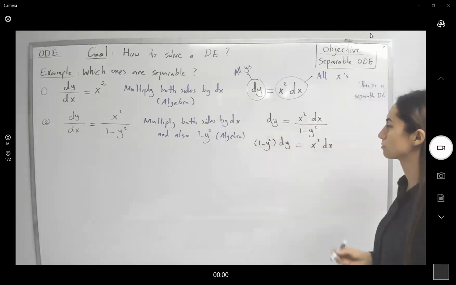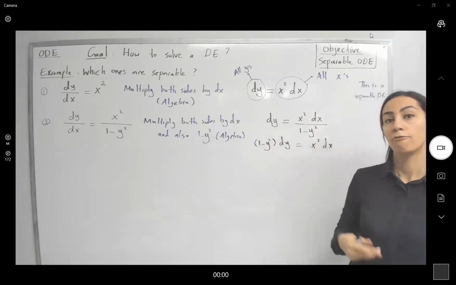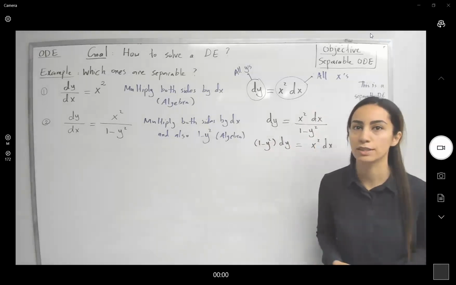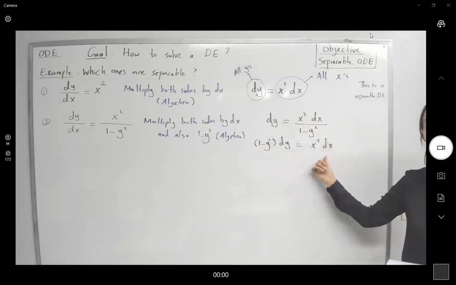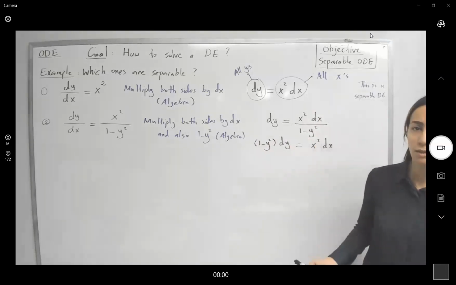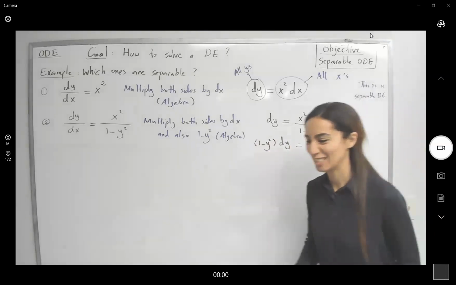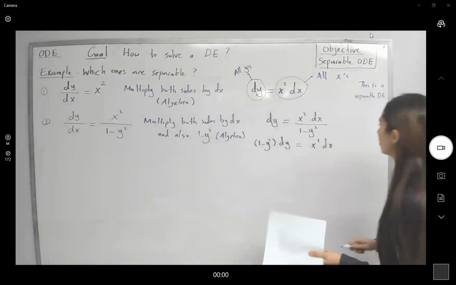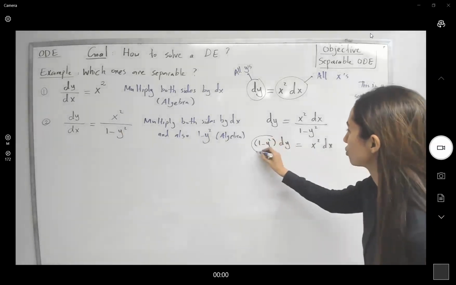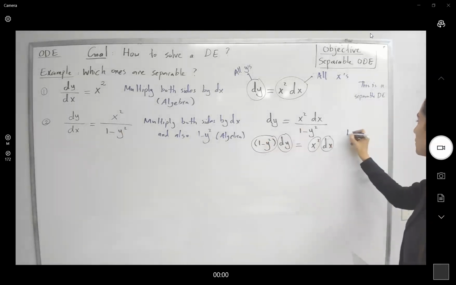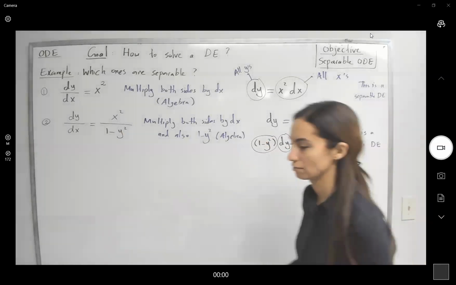Have I separated a function of y times dy from a function of x times dx? This is obvious. All y's are on one side, all x's are on the other side. So we have a separable differential equation. Function of y times dy, function of x times dx. This is a separable DE. Very well.